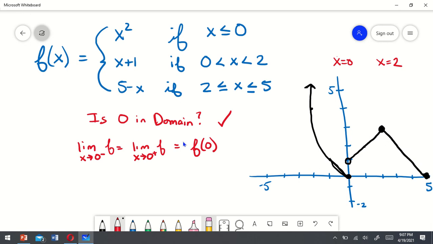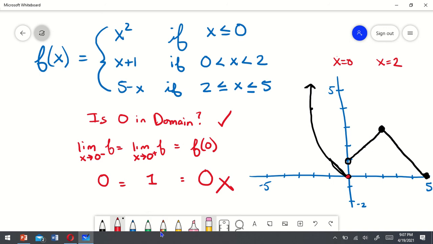So when I plug in 0, I use the top rule. 0 squared is 0, so that's 0. The limit from the left and the limit from the right should also both be 0. So from the left, we are approaching this point, (0, 0). From the right, however, I'm approaching the point (0, 1). So it is not continuous when x is 0.